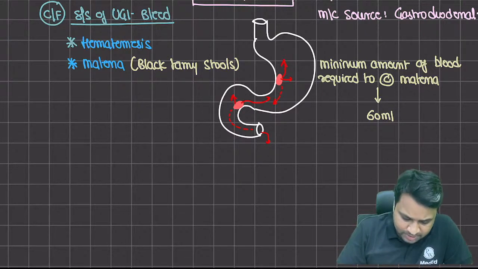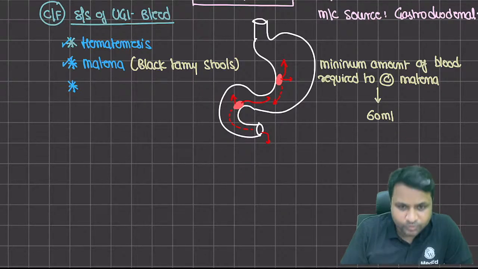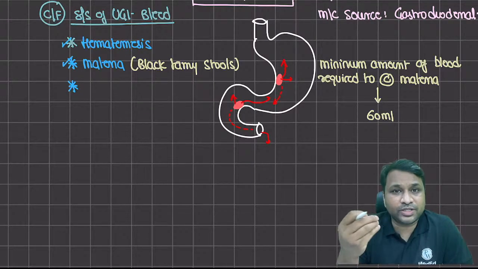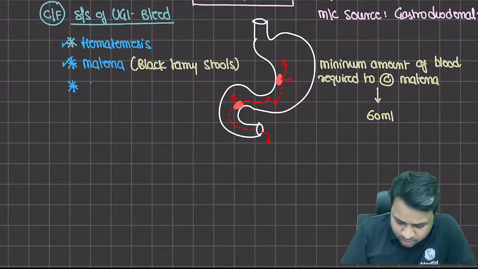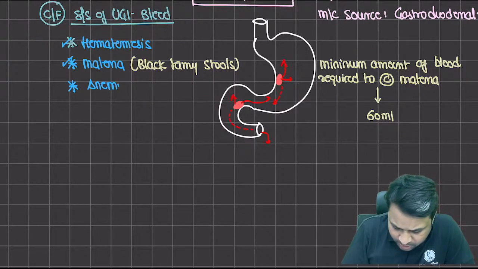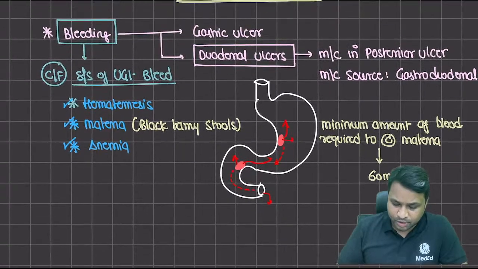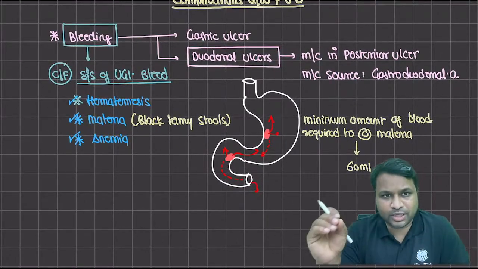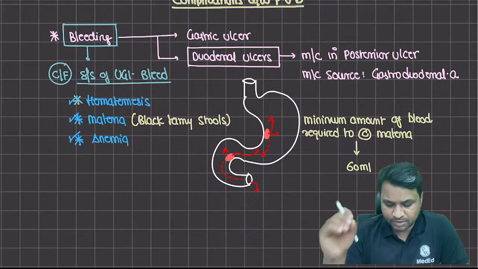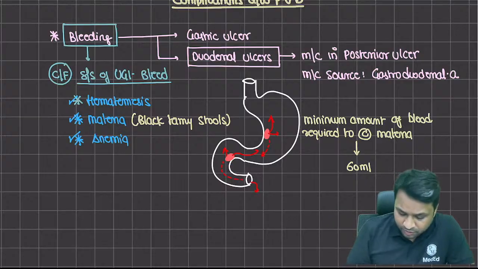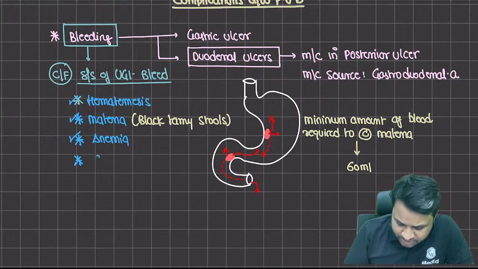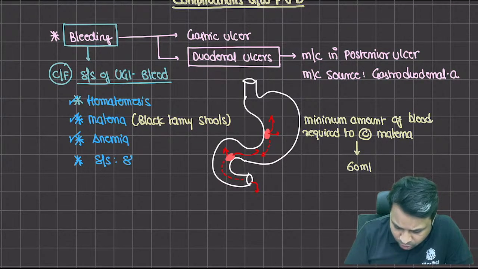Now the patient has hematemesis, he has melena. Along with that, because of blood loss, it will also be associated with anemia. So you have a patient who has presented with an upper GI bleed, with hematemesis, melena, as well as anemia. If there's extensive loss, there will be signs and symptoms of shock as well because of volume loss.